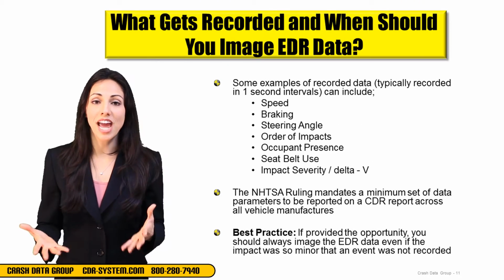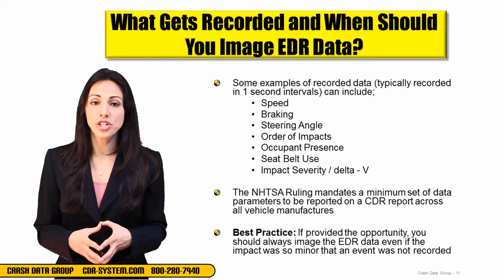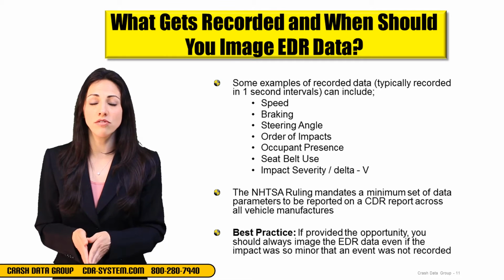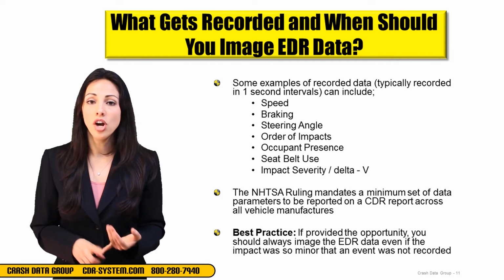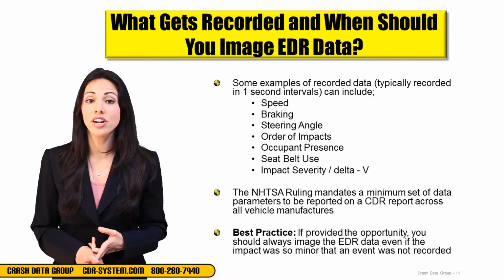What gets recorded and when should you image EDR data? Some examples of recorded data, which is 5 seconds or more of pre-crash data, typically recorded in 1 second intervals, can include speed, braking, steering angle, order of impacts, occupant presence, seatbelt use, and impact severity.